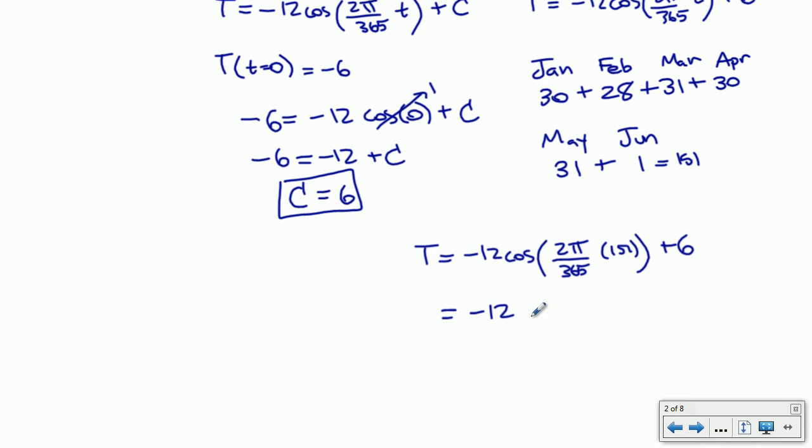So we put negative 12, and if we evaluate this cosine, it works out to be about negative 0.856 plus 6. So total, we end up with 16.3 degrees Celsius. That's the temperature on June 1st according to this function.